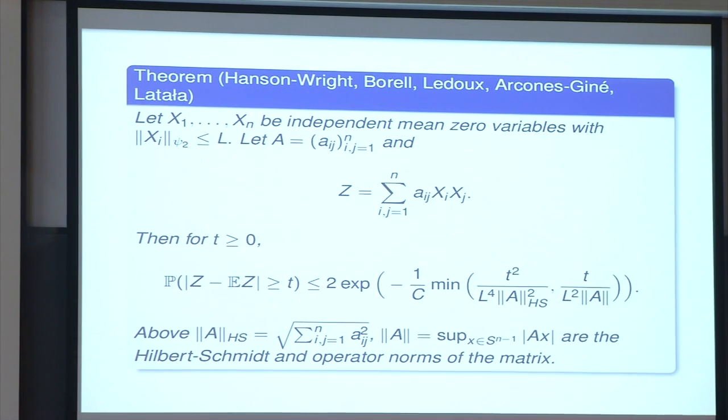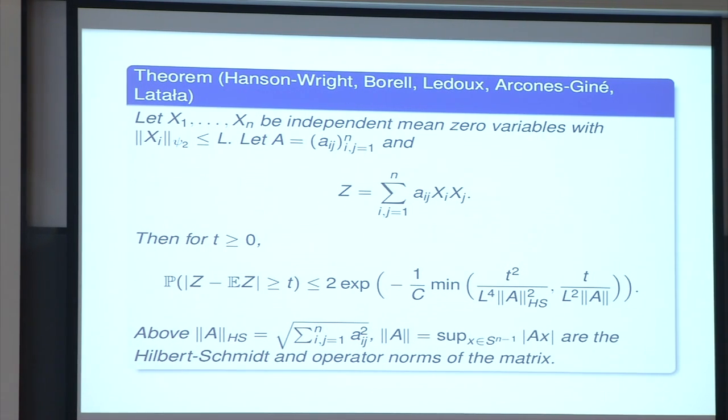So let's assume that we have independent mean zero variables which are uniformly sub-Gaussian. So this L bounds the psi2 norm of all of them. And we have a matrix which defines a quadratic form in our random variables. Then we cannot hope for a sub-Gaussian tail decay for all t, because we have a square, right? If you square a Gaussian, you will not have a sub-Gaussian tail decay anymore. But it turns out that for small t, you can write a sub-Gaussian inequality.